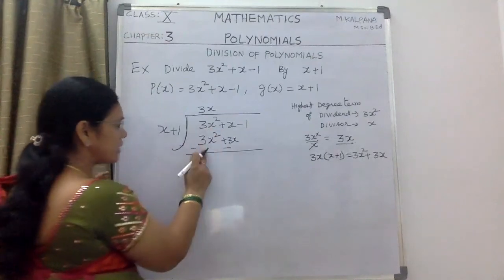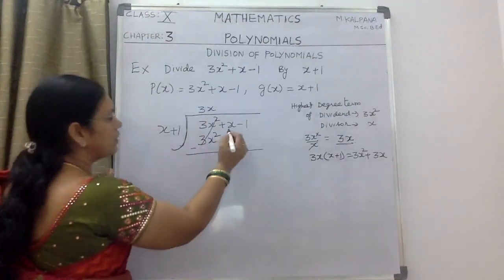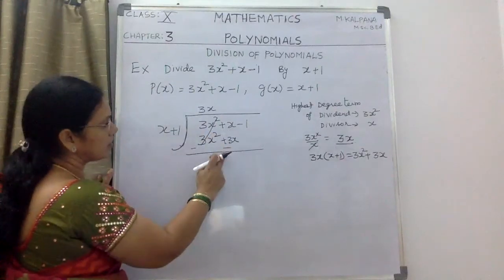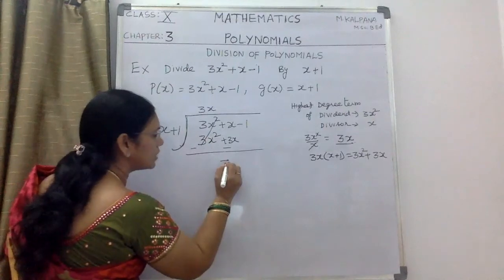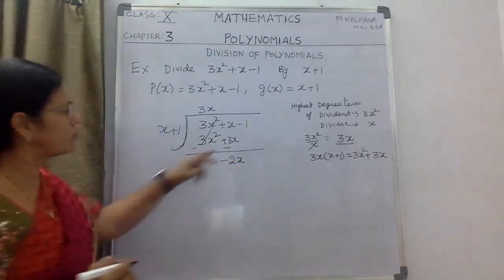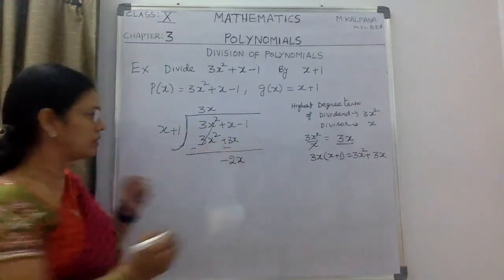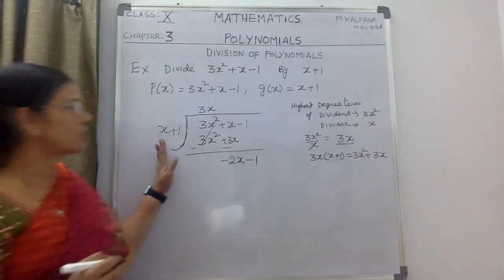Plus 3x square and minus 3x square will get cancelled. And here it is plus x, here it is minus 3x. So after subtraction, you are going to get minus 2x. Now bring down minus 1 here. Minus 1.